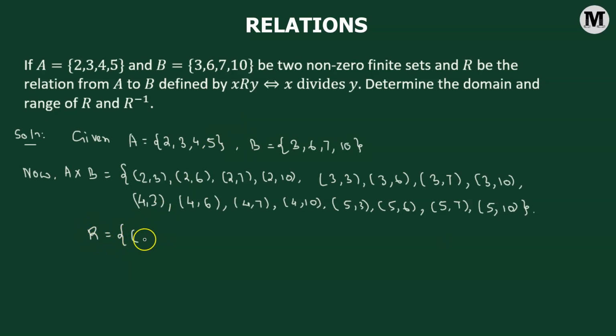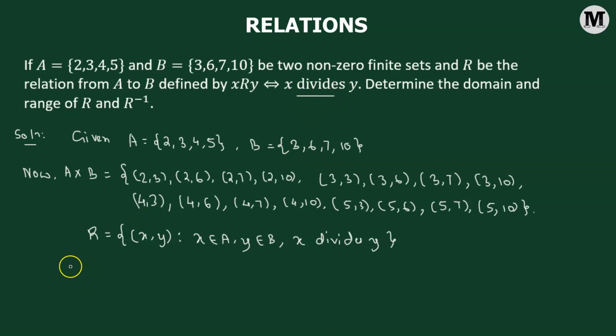Now relation R is going to be a set containing the ordered pairs (x, y), such that we have x belonging to the set A and y belonging to the set B, and also there's a relationship between x and y. Here we have x divides y. So this is how we are going to define the relation R. That means we are going to pick up some specific values of x from the set A and some specific values of y from the set B, such that x is going to divide y.